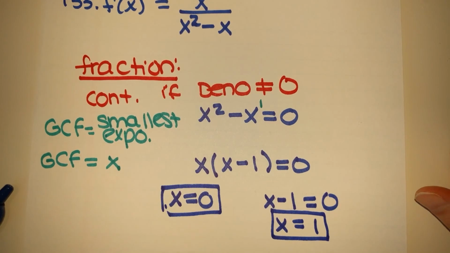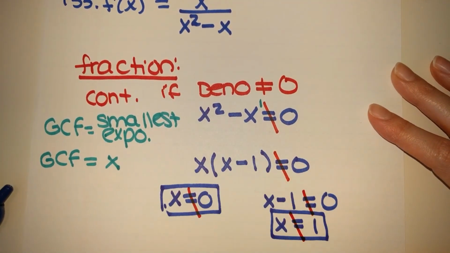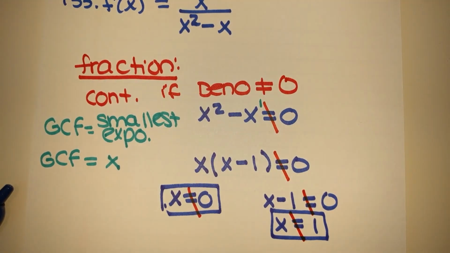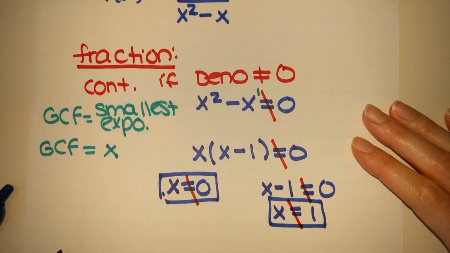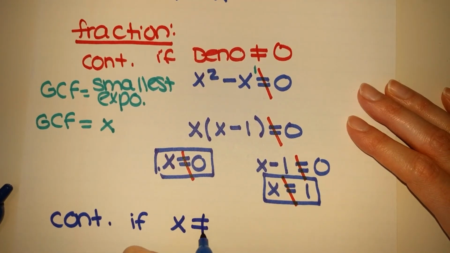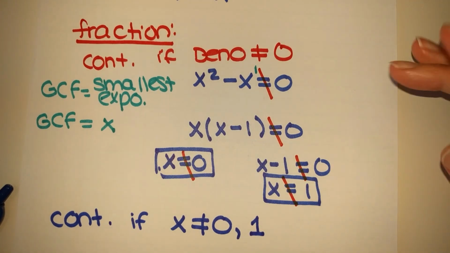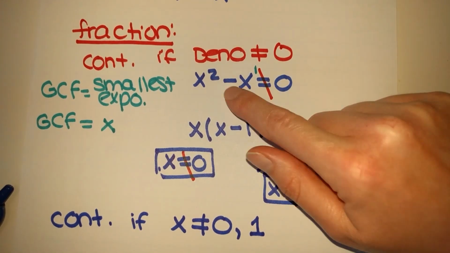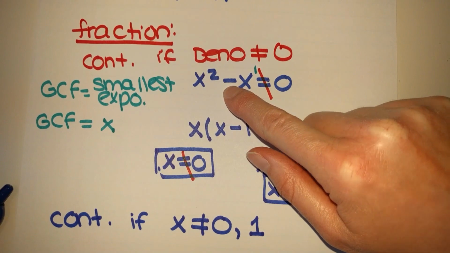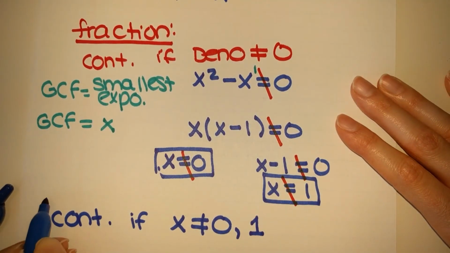Now, keep in mind that those are the numbers that we cannot have, because if we have those two numbers, they will cause the function to have a 0 in the denominator and therefore not be in the domain. So our conclusion here is that this function is continuous if x is not equal to 0 and x is not equal to 1. Okay, so what we did is we set the denominator equal to 0. This is a polynomial equation. Highest power is 2. We see there's a GCF. We factor out that GCF and then set the factors equal to 0.